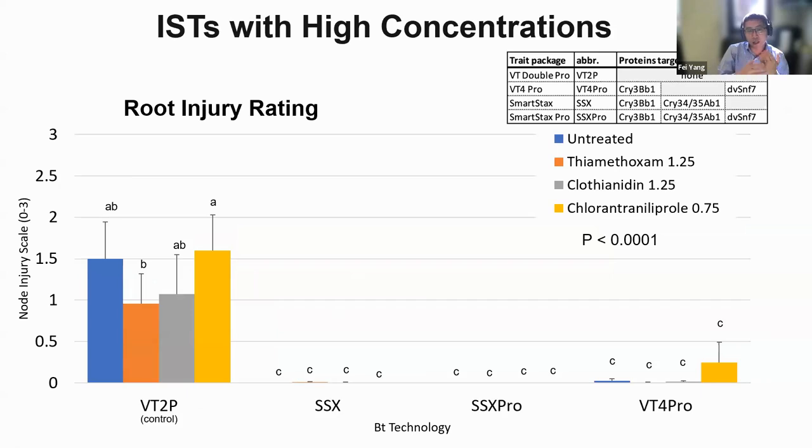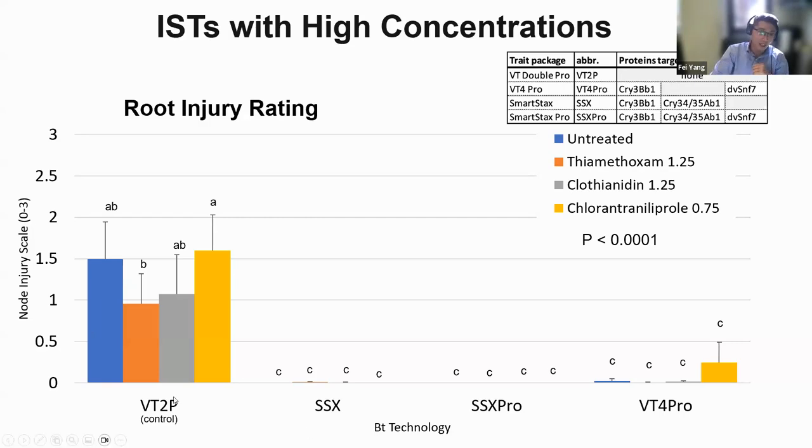And in the second objective, we evaluate all the high concentrations, and this time we include another BT trait, VT4 Pro, which contains Cry3Bb1 and the RNA technology. And for insecticide seed treatment, we have an untreated one, and we have thiamethoxam 1.25, chlorantraniliprole at 1.25, and also chlorantraniliprole. Similarly, if we look at the Smart Stack Pro and the VT4 Pro, we can see significantly reduced damage compared to those on non-BT.